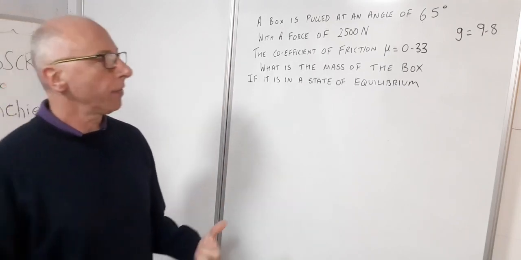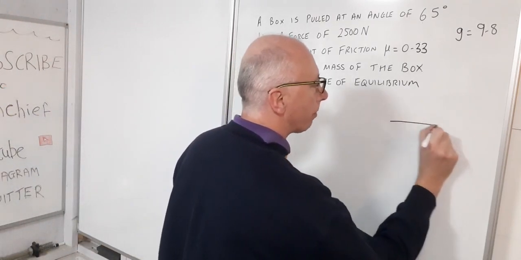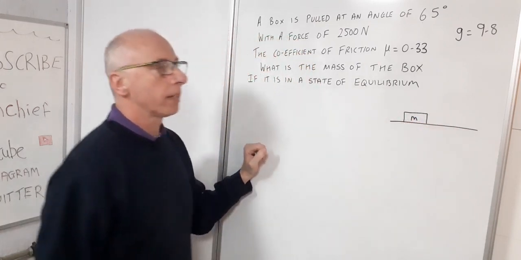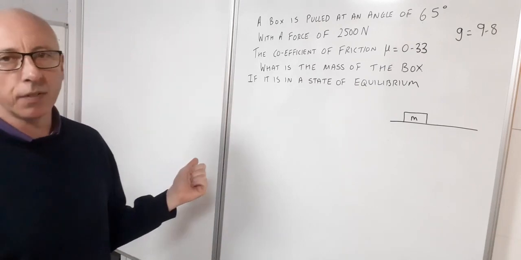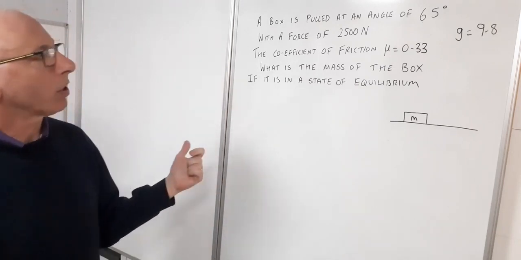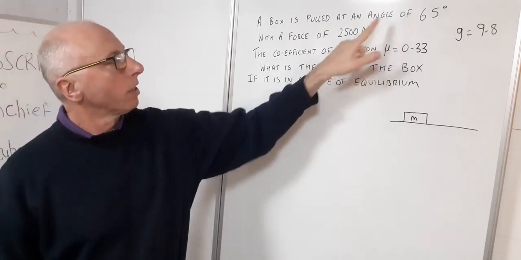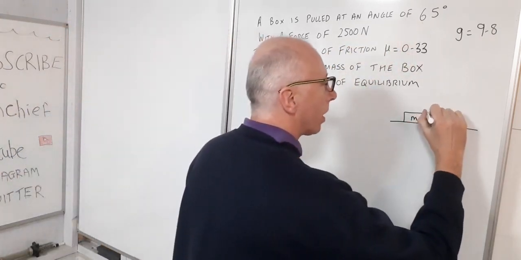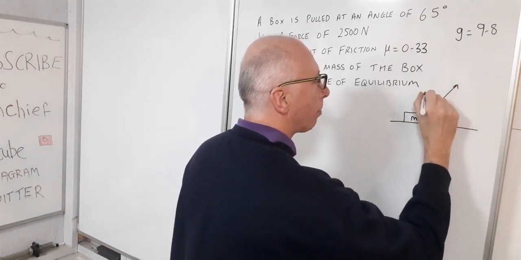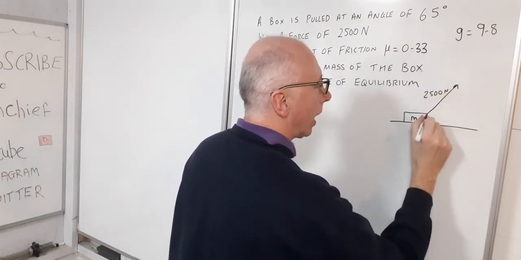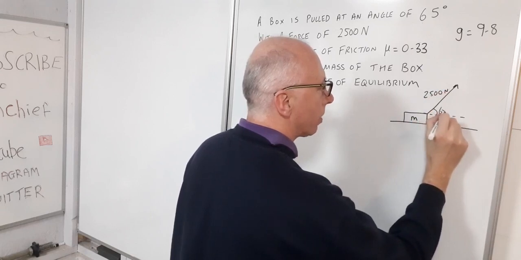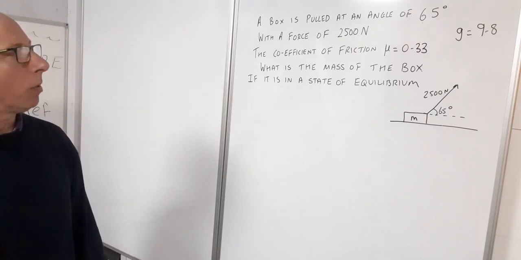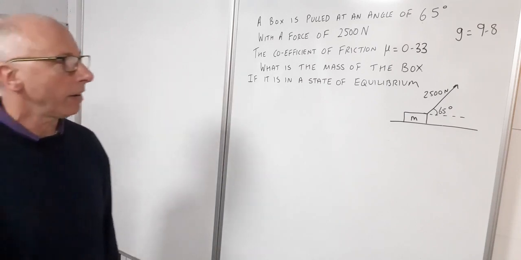Now to calculate this, first of all, I'm going to draw a forces diagram. So I'm going to represent my box and call the mass of it with the letter M. That's what we need to find, is that mass. Now I'm going to draw in my forces. So I'm given 2,500 newtons at 65 degrees. So let's just put that one in there. So that's quite a big force. And the angle, 65 degrees.